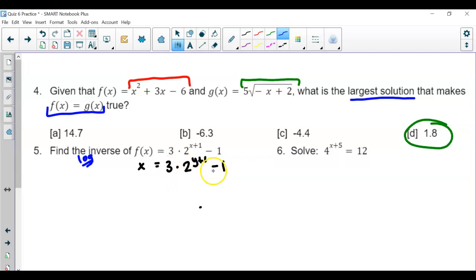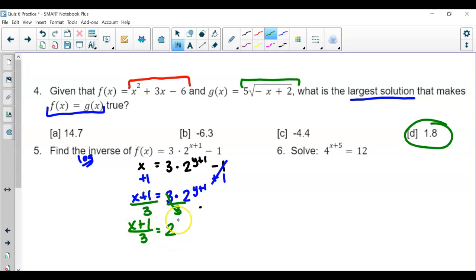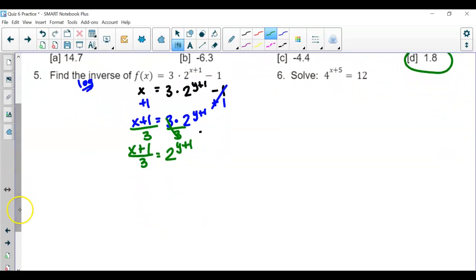Now we have two things going on, so treat it like a two-step. We always add or subtract first. We're going to go ahead and do the opposite and add 1 to both sides. So x plus 1 is now equal to 3 times 2 to the y plus 1. Now this exponential, though, is still being multiplied by 3. So do the opposite, which is divide by 3. Now we've got this wonky fraction, but leave it, right? And equal to our exponential. Now the exponential is by itself.